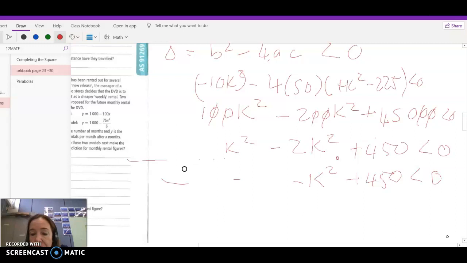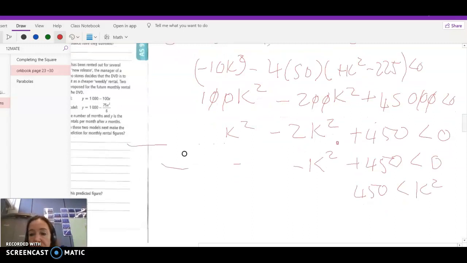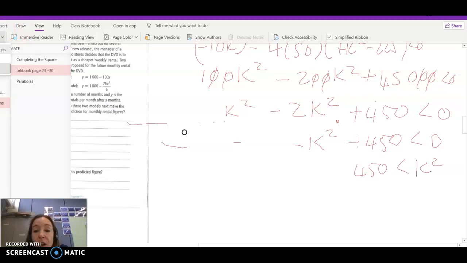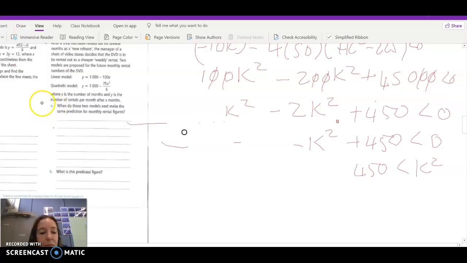So I am now going to take my k squared to the other side. So 450 is less than k squared. So k is going to be plus or minus root 450. So that is the proper answer. I'm sorry that it's gone a little bit crazy as we've gone through. Yeah, hopefully that helps. And I'm going to stop this video now.